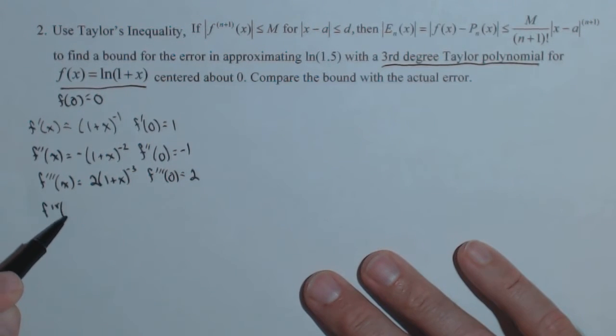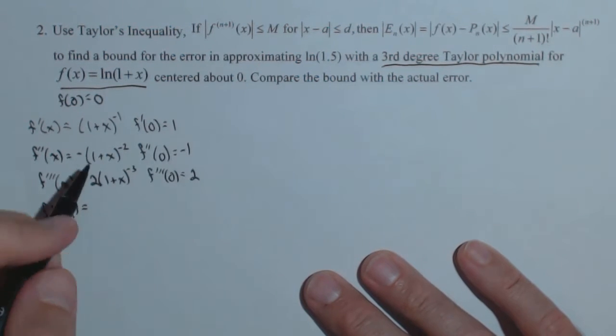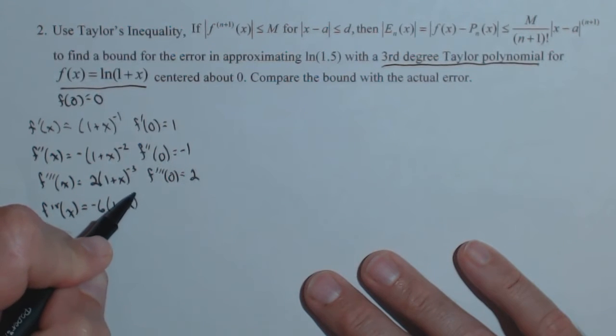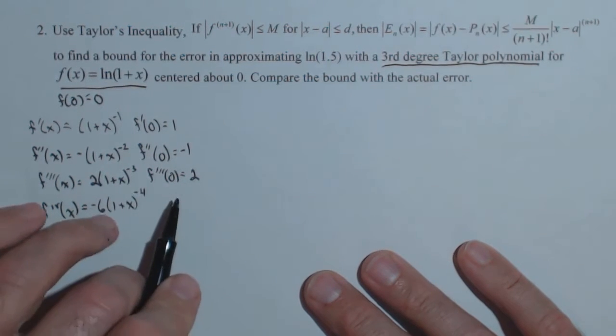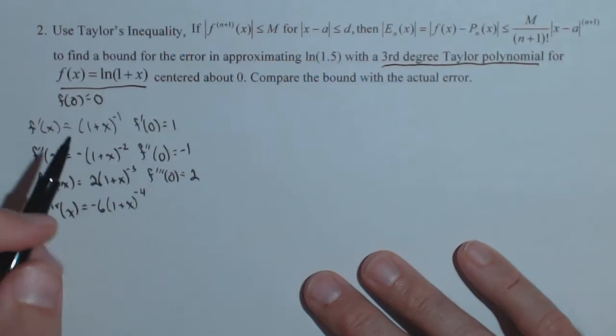And we won't need this for our polynomial, but we will need the fourth derivative because we're going to need it for here. So let's just find it now. Negative 6 times (1 plus x) to the negative 4th. Now we don't need to evaluate it because it's not going to be part of our Taylor polynomial.